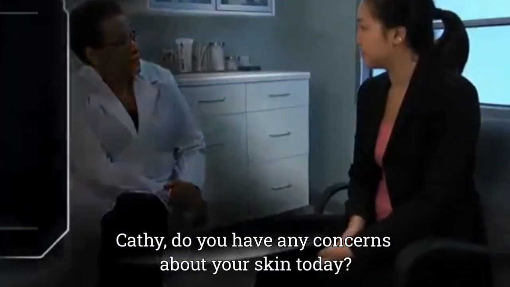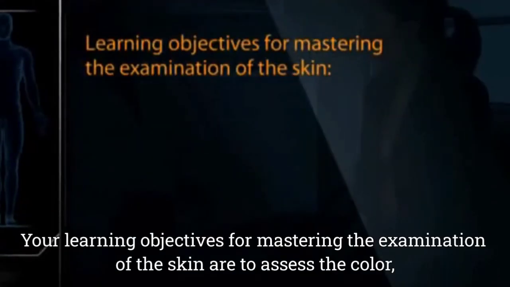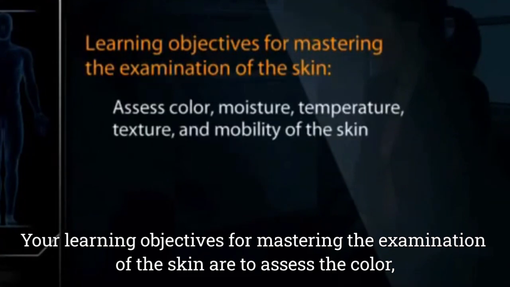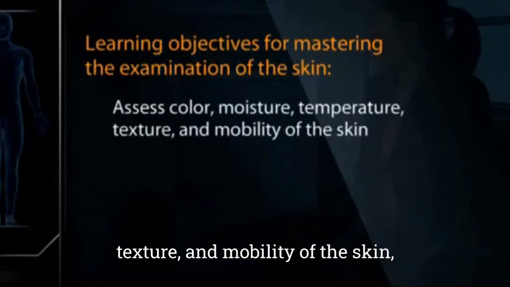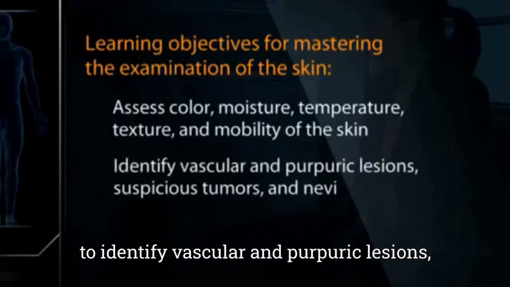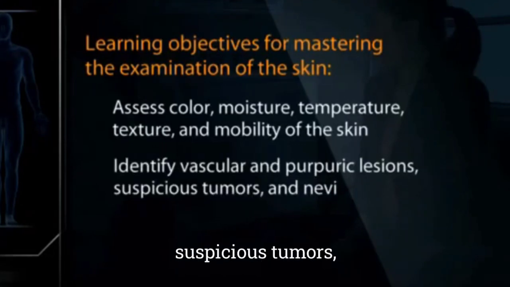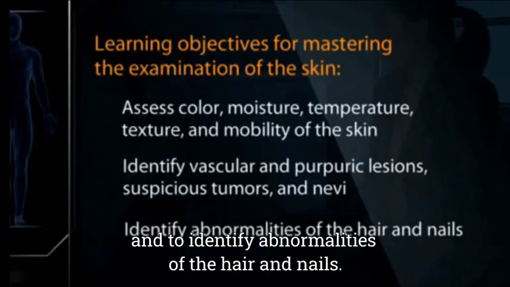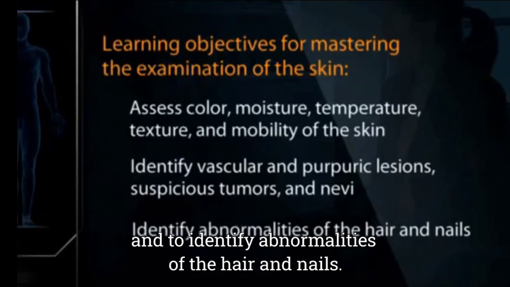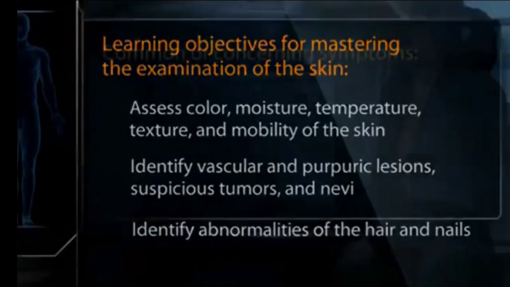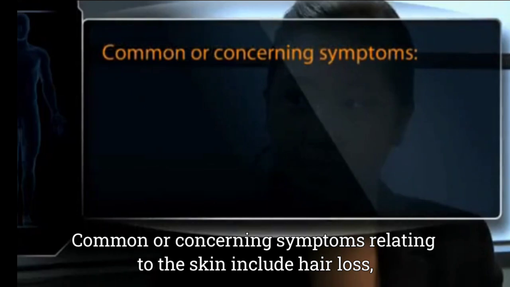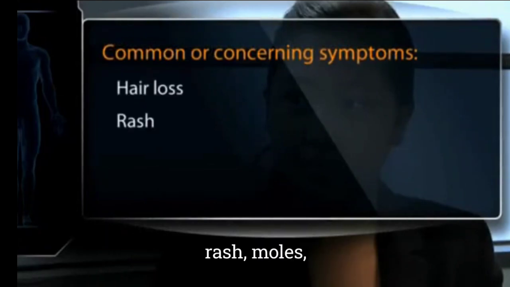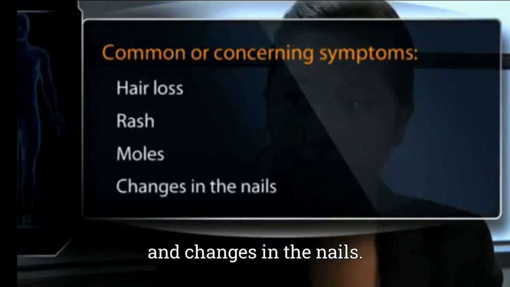Concerns about your skin today? Your learning objectives for mastering the examination of the skin are to assess the color, moisture, temperature, texture, and mobility of the skin, to identify vascular and purpuric lesions, suspicious tumors and nevi, and to identify abnormalities of the hair and nails. Common or concerning symptoms relating to the skin include hair loss, rash, moles, and changes in the nails.